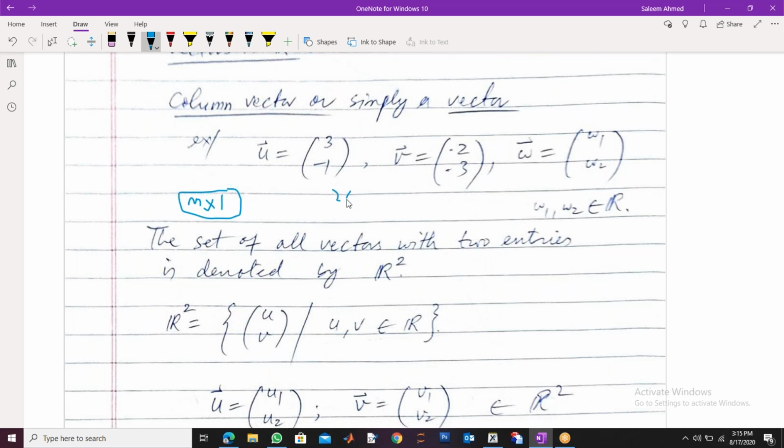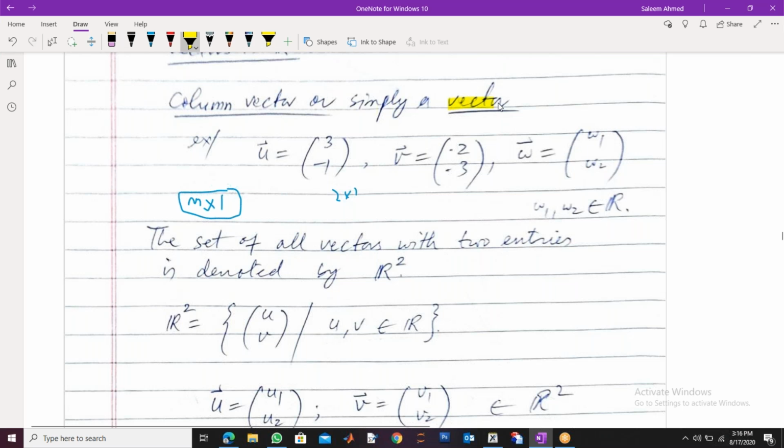Okay, column vector or simply a vector. Sometimes we define row vectors as well. For example, there is just one row and more than one column, right? So if we are playing with both of them, then we use the terminology row vectors and column vectors. But when we are simply using the same notation of one column, then we can simply call it a vector instead of saying column vector.